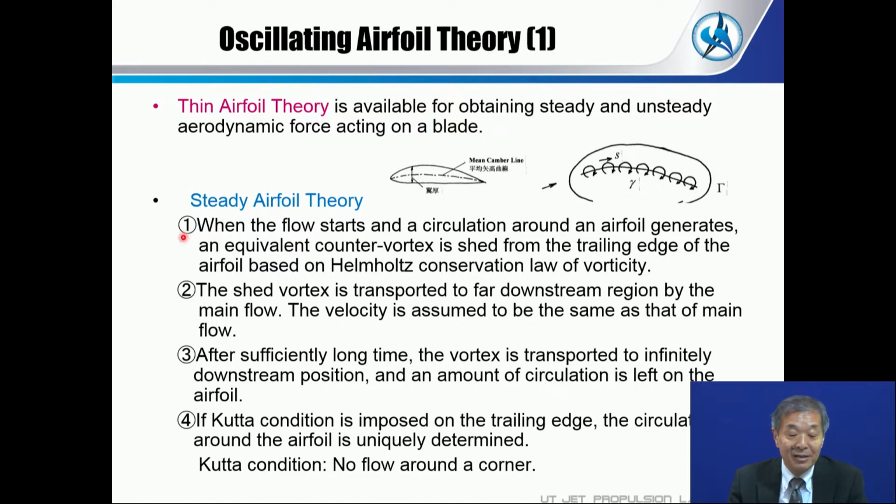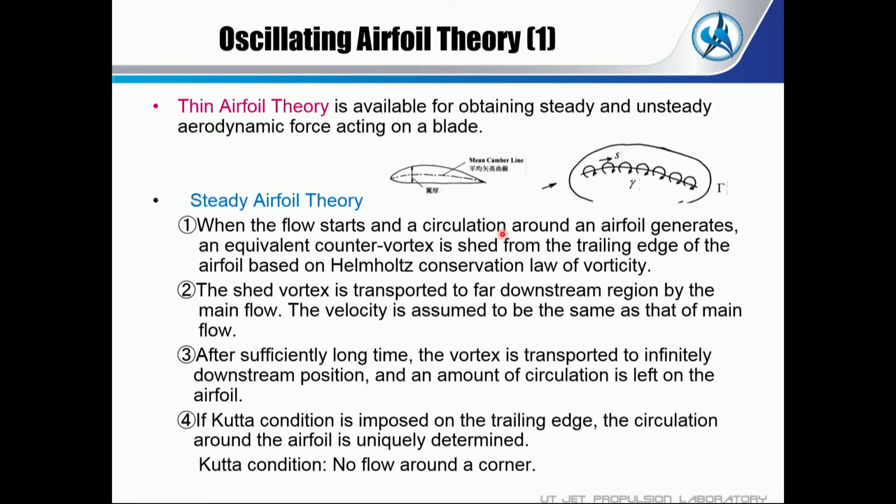The first, when a flow starts and a circulation around an airfoil generates, an equivalent counter vortex is shed from the trailing edge of the airfoil based on Helmholtz conservation law of the vorticity. And the shed vortex is transported to far downstream region by the main flow. And the velocity is assumed to be the same as that of the main flow.